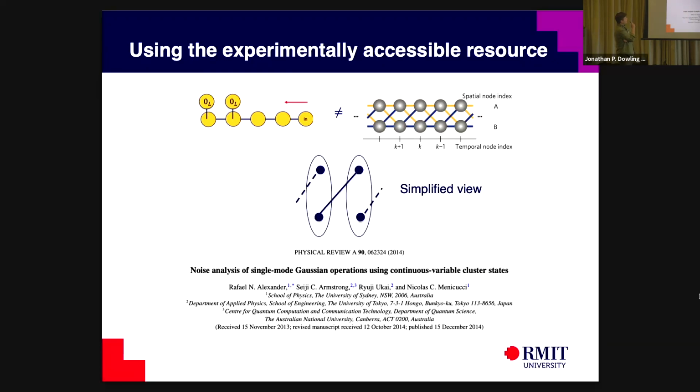But in this paper here, Ralph Alexander was the first author there, showed that you could look at that more complicated cluster state and just group the pairs vertically and then ignore the rest of the entanglement and say that now we have a bunch of macro nodes with two local modes inside them, and they're all connected by this entanglement here, which is much more similar to the canonical case.